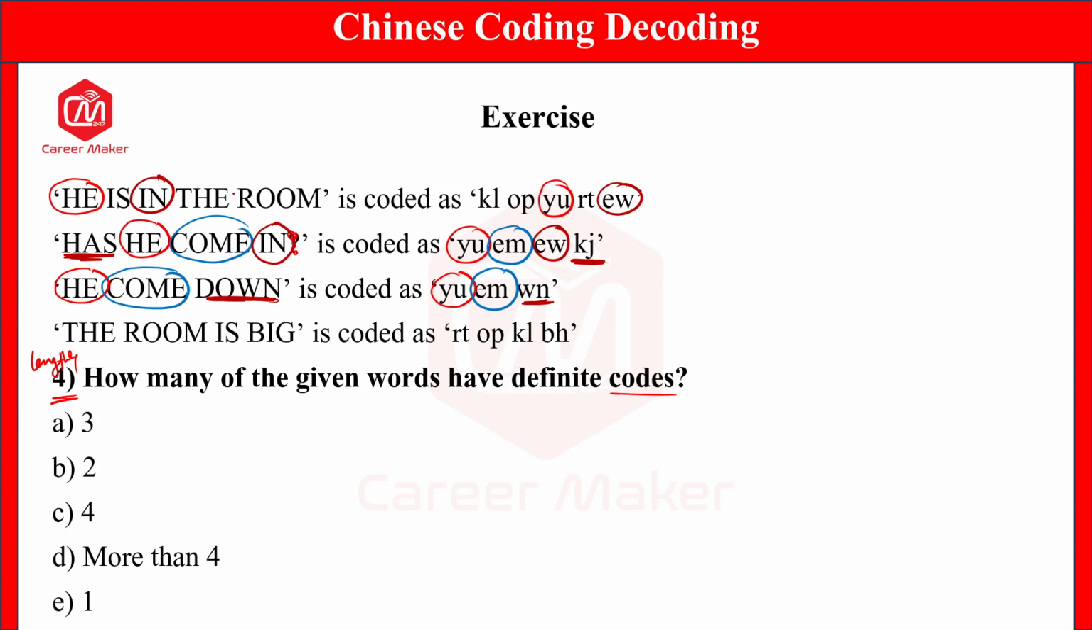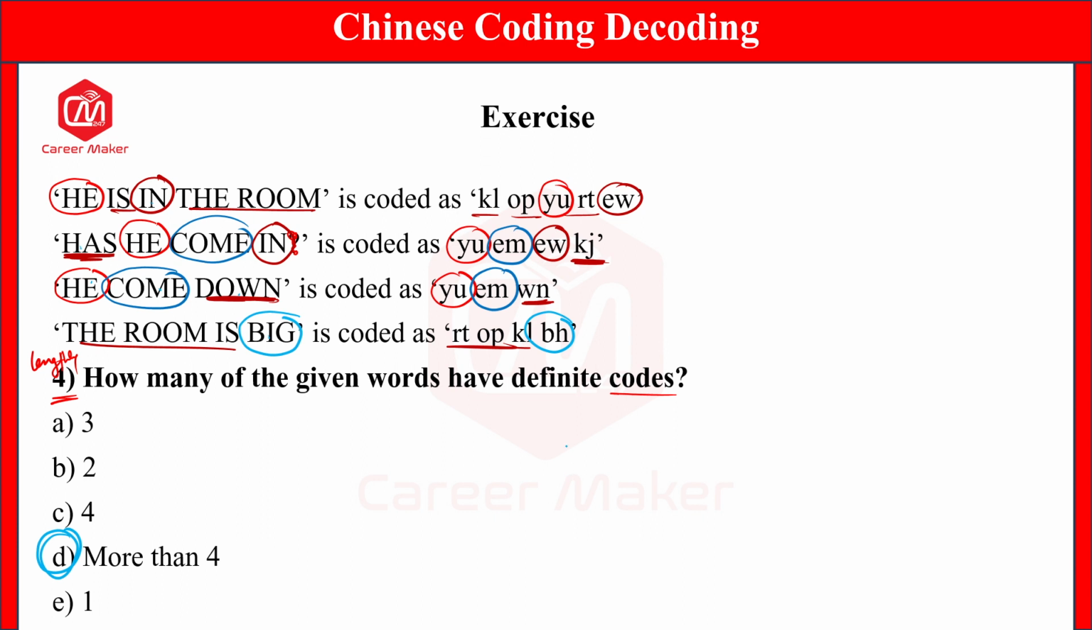But as I can see here, is the room and is the room is written in these 3 lines. So their code will be like KLOPRT. In these 3, any one means there is a possibility. But definitely I'll be getting the code of big, because BH will be the code of big. So for how many words did we get the definite code? 1, 2, 3, 4, 5, 6, means more than 4. Obviously, once we got more than 4, our answer will become option number D.